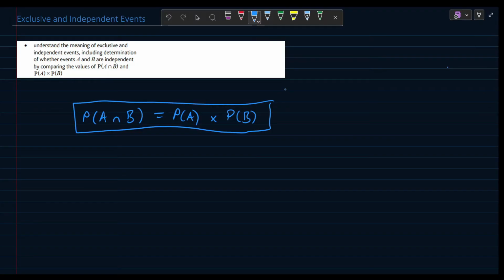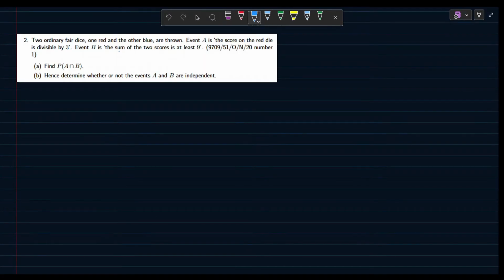So let's look at some past paper questions. Here we're given two ordinary fair dice, one red and the other blue, are thrown. Event A is the score on the red die is divisible by 3. Event B is the sum of the two scores is at least 9. Part A, find the probability of A intersection B. Alright, so what we can do here is we're going to draw a possibility space diagram to just show the range of possible outcomes.